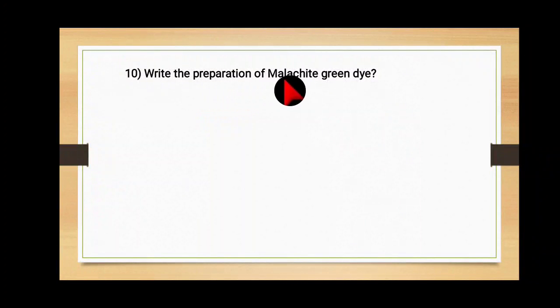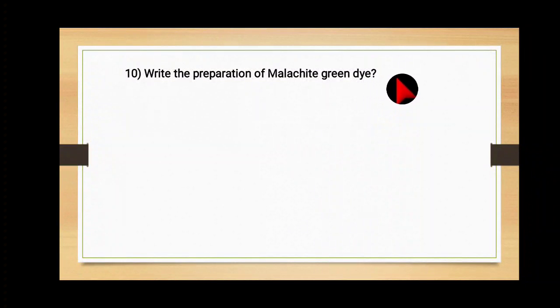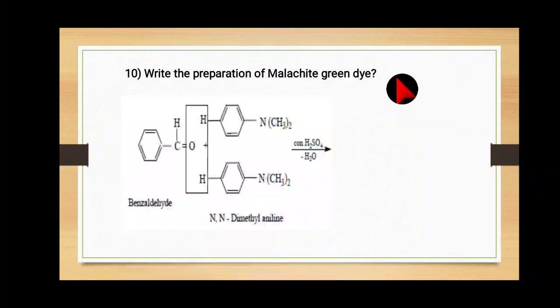The last question: write the preparation of malachite green dye. So how do we prepare the green dye? Benzaldehyde, an aromatic aldehyde, reacts with N,N-dimethylaniline. The aniline formula we have known: benzene attached with NH2. The 2 hydrogens are replaced by 2 methyl groups. Likewise, 2 moles of N,N-dimethylaniline we have to take.